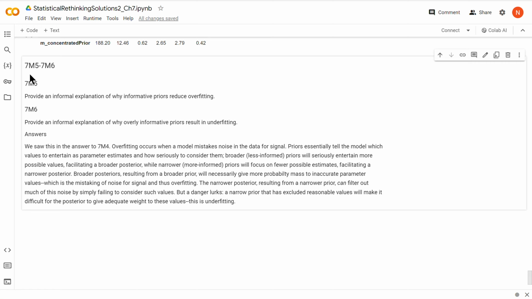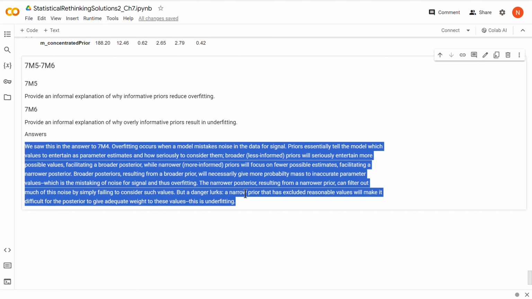Okay, so we are in Chapter 7 of the second edition of Statistical Rethinking, and we are looking at questions 7M5 and 7M6, and we're going to tackle these in one go here because they're very similar. So here's 7M5. Provide an informal explanation of why informative priors reduce overfitting. And then 7M6 is provide an informal explanation of why overly informative priors result in underfitting. Okay. And so you can read my answer here, and I'll make reference to it.